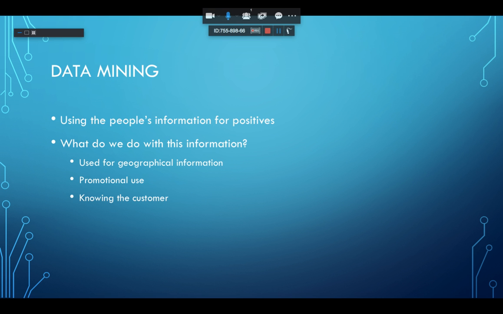So by taking searches on our site, things that were being clicked on, we can properly see what products are doing well. What do we do with this information? We can use this for geographical information, such as what areas are buying the most items, what areas are buying the least items. Promotional use, so maybe we can see what items are selling really well and what items aren't. Maybe provide sales, maybe bump up prices, maybe lower prices on certain things, and then also getting to know the customer and what they are looking for.